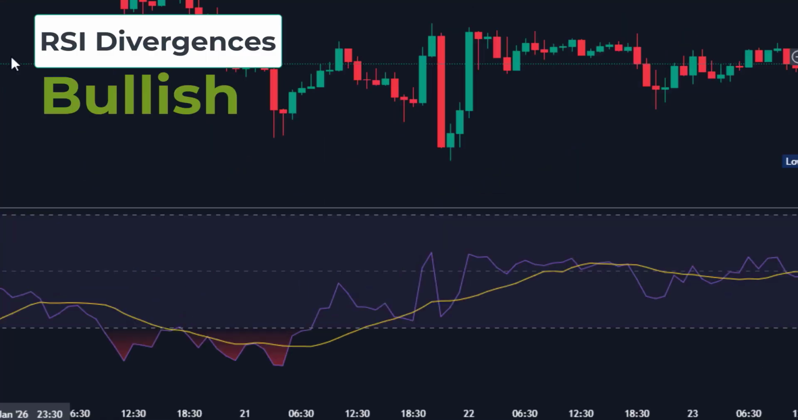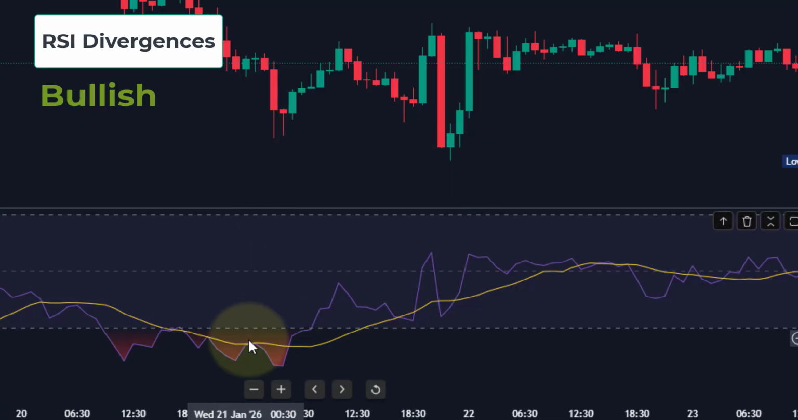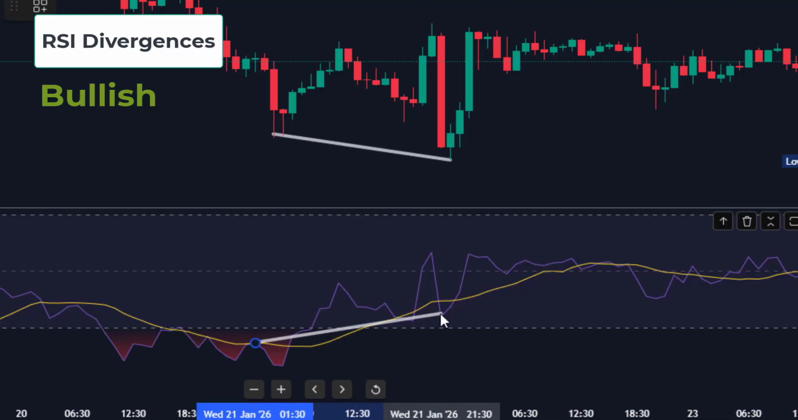Now let's talk about RSI divergences. We'll start with a bullish RSI divergence. A bullish divergence tells us that downward momentum is fading, even if price is still falling. Price makes a lower low, but RSI makes a higher low. This means selling pressure is getting weaker.